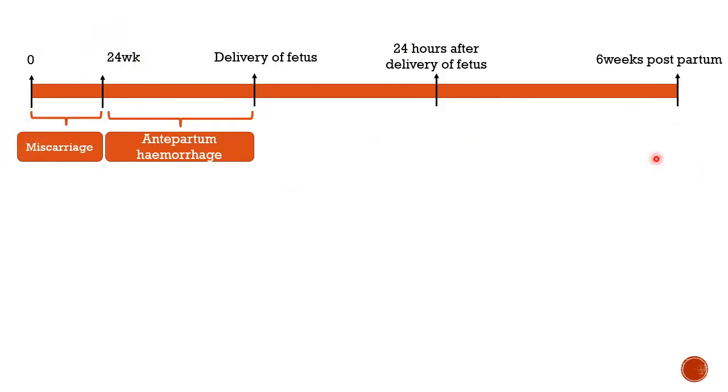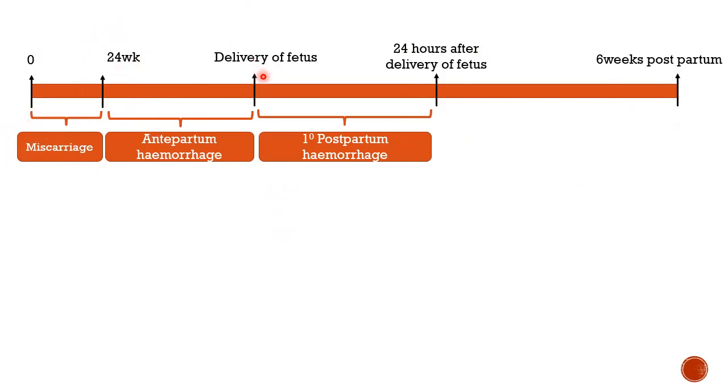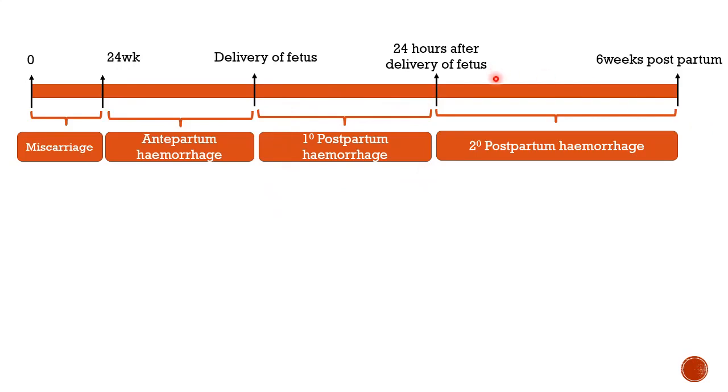Antepartum hemorrhage is any bleeding that occurs after 24 weeks gestation. After delivery of the fetus, when you have bleeding of more than 500 cc, up to 24 hours, we call it a primary PPH. If the PPH occurs after 24 hours until 6 weeks postpartum, that is called a secondary PPH. So why do we need to classify it like this? Because there are different causes.